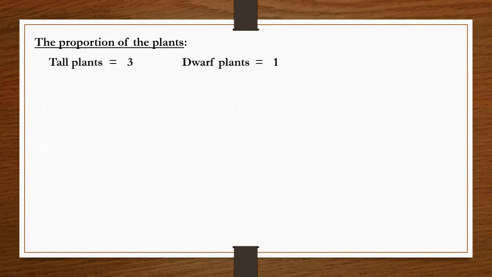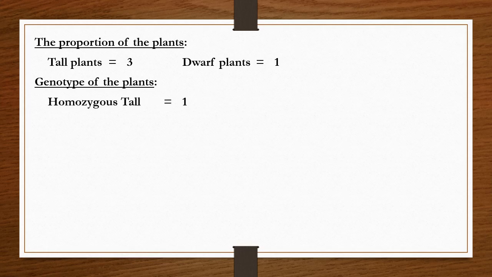Based on the F1 and F2 generation formations during the one gene concept, the proportion of the plants in the F2 generation is tall plants 3 and dwarf plants 1. Tall plants are 3 and dwarf plants are 1. Now the genotype, that means the genetic composition of the plants. Homozygous tall plants with capital T are 1. Heterozygous tall plants, capital T, small t, are 2. So here both are tall plants, 1 plus 2, 3 tall plants.